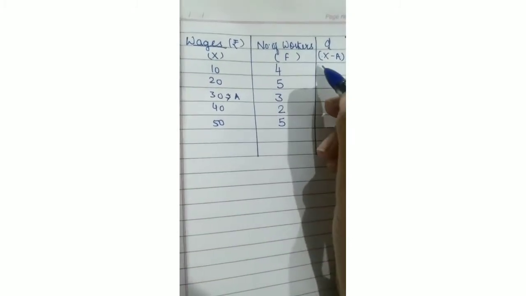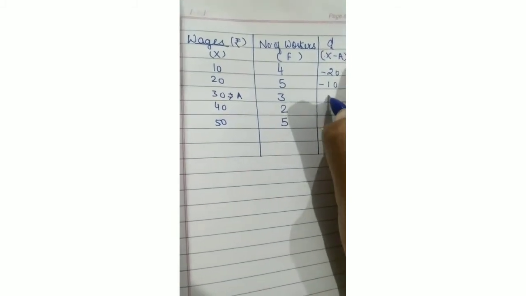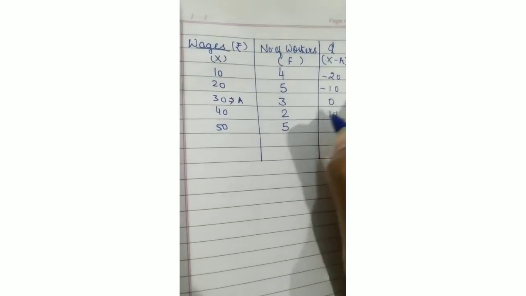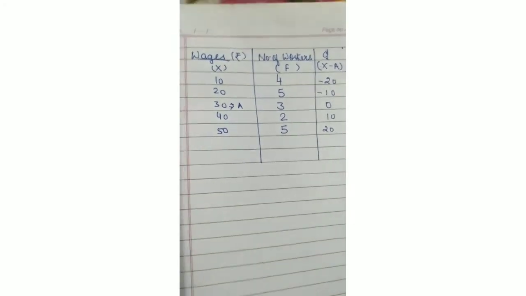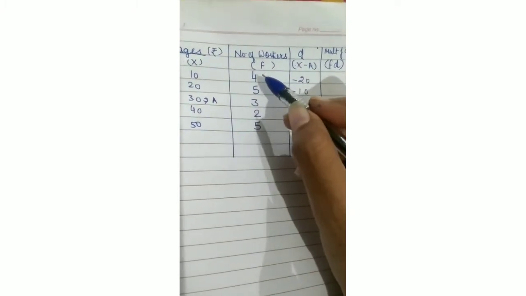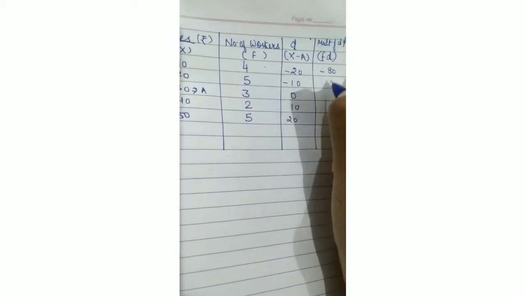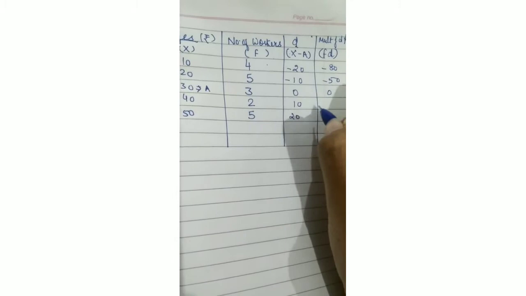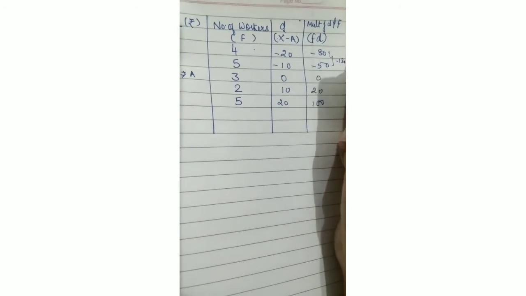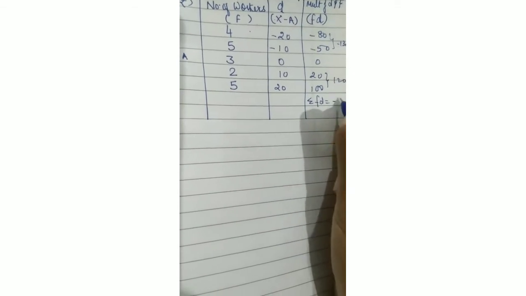So the first is 10 minus 30, which gives minus 20, then 20 minus 30 is minus 10, then 30 minus 30 is 0, then 40 minus 30 is 10, and 50 minus 30 also gives 20. After this we will find our fd. For that we have to find f into d, that is 4 into minus 20 will be minus 80, minus 50, 0, this will be 20, this will be 100, and this approximately minus 30 and this approximately 120. We will get sigma fd equals to minus 10.